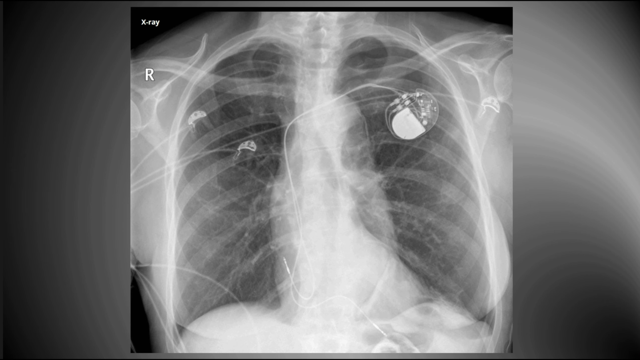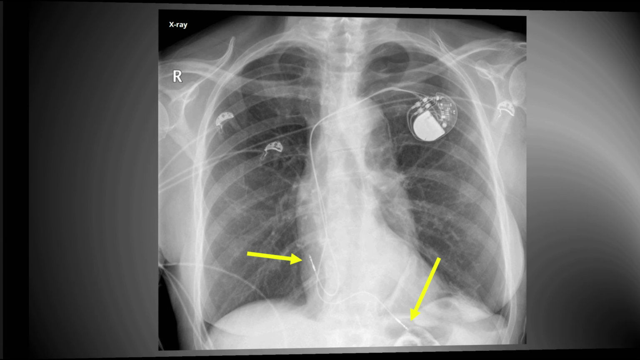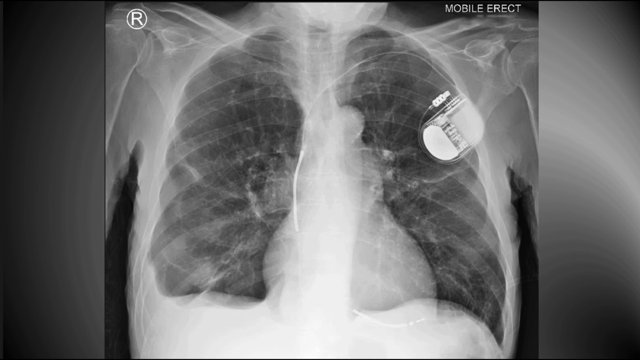What about this? This is a permanent dual chamber pacemaker with the two leads visible here and here. What do you think of this? This is an ICD, an implantable cardiac defibrillator. The yellow lines represent the defibrillator coils.